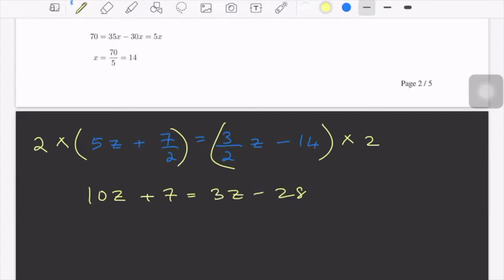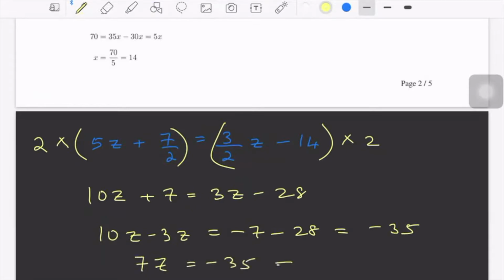Now there are no fractions to deal with. So we have 10z minus 3z is equal to minus 7 minus 28, which is minus 35. And on the LHS we have 7z is equal to minus 35. So we have our answer as minus 35 divided by 7, which is minus 5. Got it? So this is quicker if you can think this way. Just remember to get rid of the fractions.